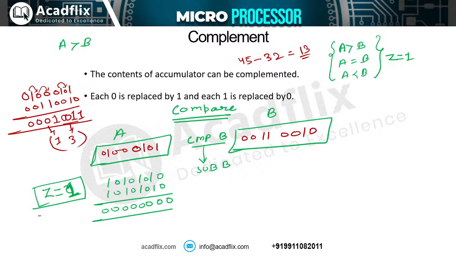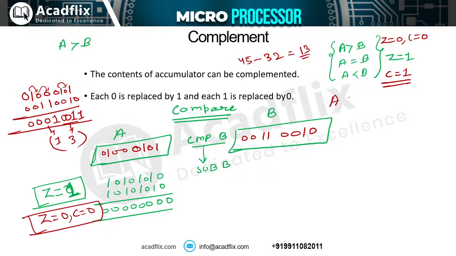So here you will see that the zero flag is actually reset. Neither the zero flag is set nor the carry flag is set. Okay, the carry flag is also not set. So if the zero flag is reset and the carry flag is also reset, that means A is greater than B, right? If the carry flag is set, that means A is less than B. You will see this case when the value of the accumulator is less than B.